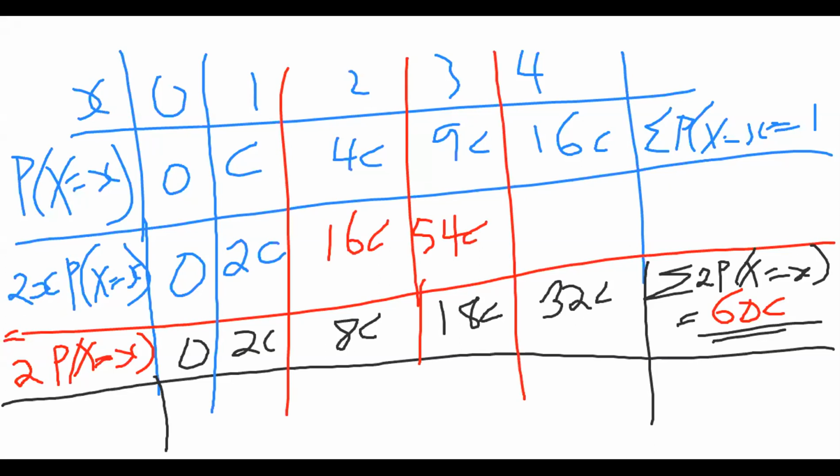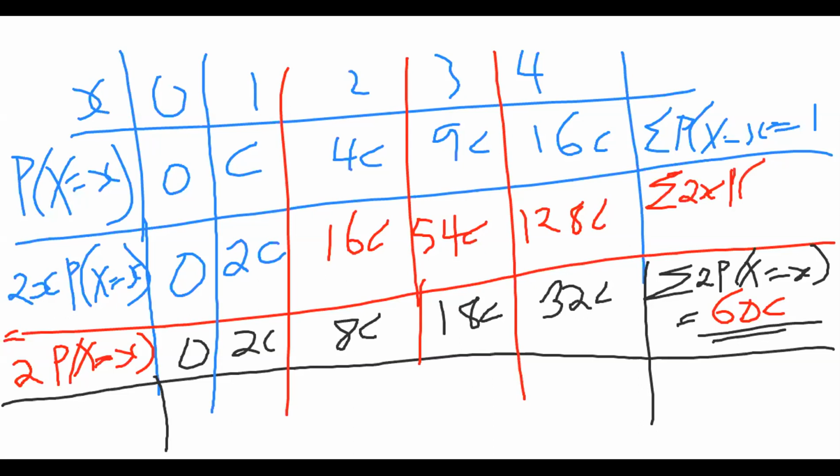We are multiplying 2x, which is 2 times 3, then times its probability. I'll get 2 times 3, that is 6. 6 times 9, that is 54. Then 2x, the x now is 4. So 2 times 4, that is 8. Then 8 times 16 gives 128c. Like that.